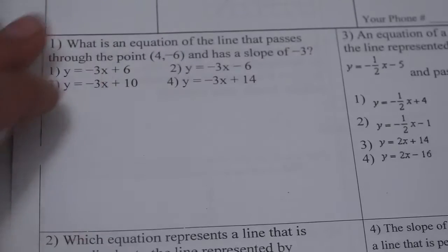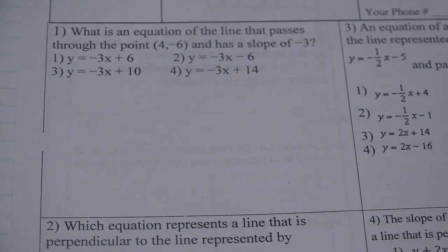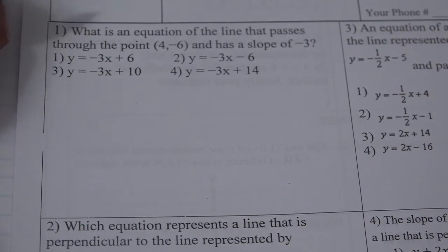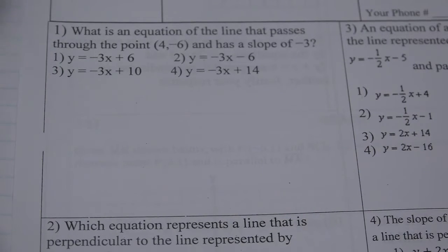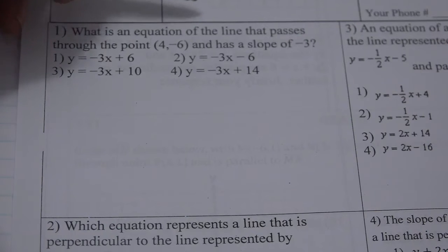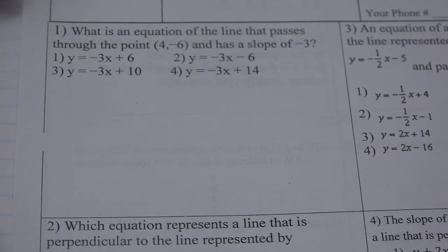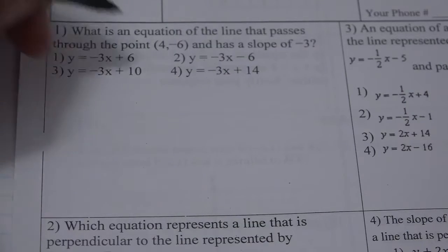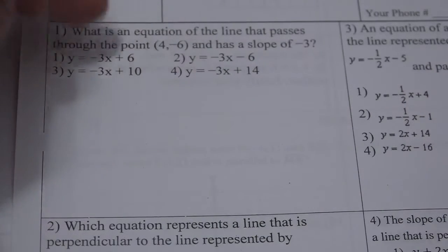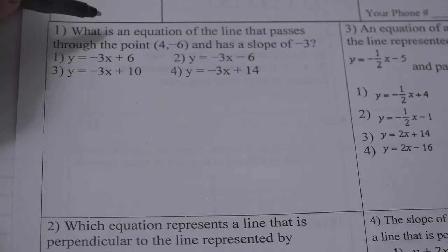Alright, so this is the test for unit number 2, and I'm going to try to go as fast as I can and at the same time try to explain a couple of things. So what is an equation of the line that passes through point (4, -6) and has a slope of -3? You have 4 choices, but it doesn't matter if you have 4 choices. You need to know how to do the problem.